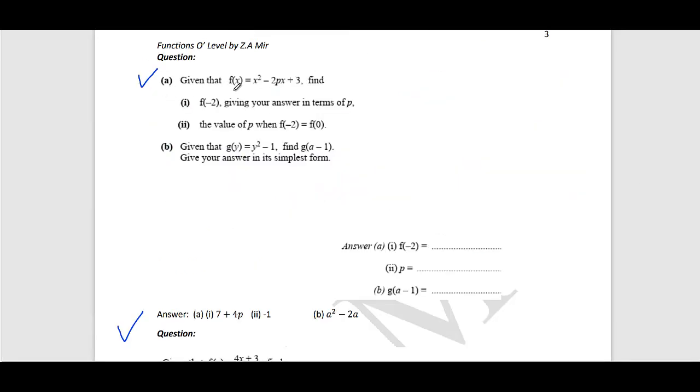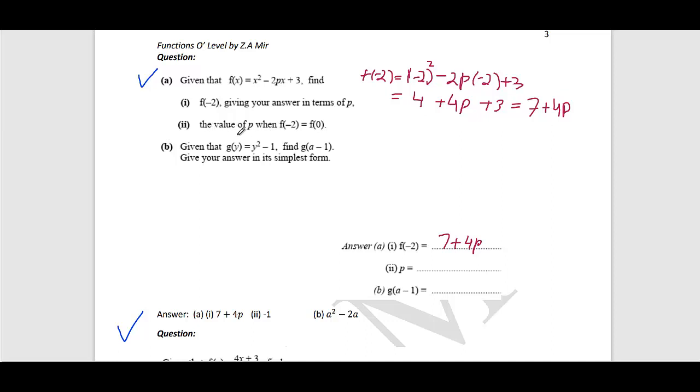In this question, this is the function, and in this function there is an unknown p as well. We have to find f of minus 2 in terms of p. So what we have to do is plug in minus 2 for x. Now we have plugged in minus 2 for x, and we will do simplification. After simplification, we got 7 plus 4p, and we have to write this in the answer space here.